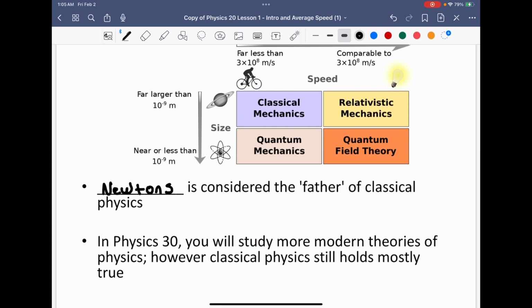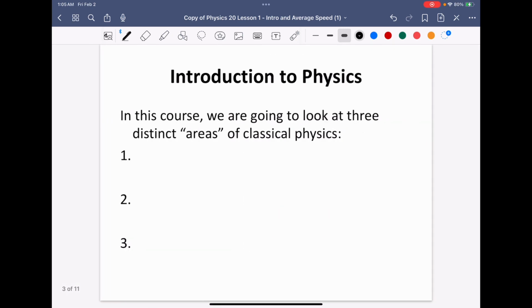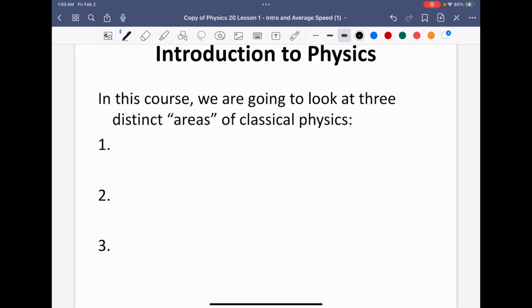But we want to look at this and say we are setting the foundation so that we can move from larger scale problems into small scale size problems, like things like fields, magnetism, particle movement, all that stuff that comes later down the road. But for now, we're going to deal with a lot of the classical mechanics or classical physics. All right. Now, in this course, we're going to look at three major areas.